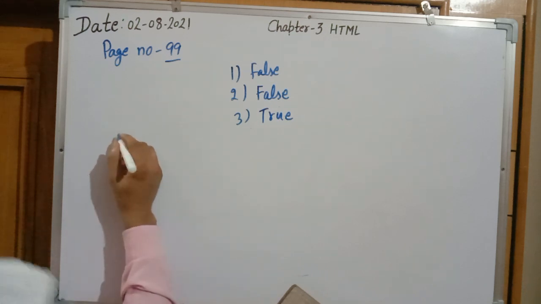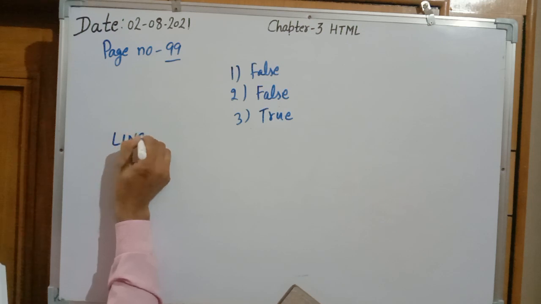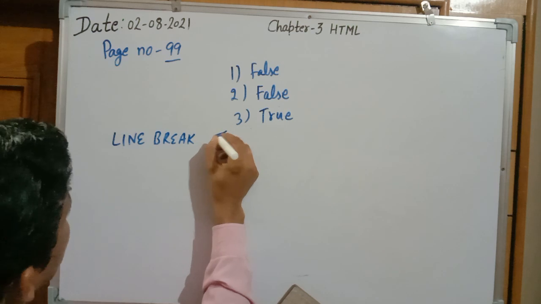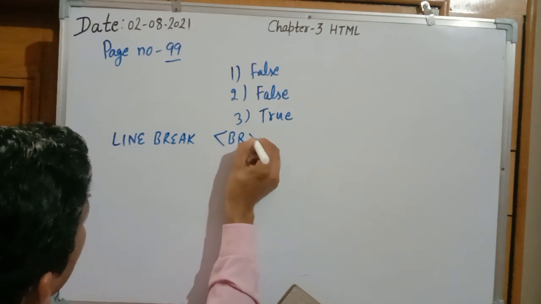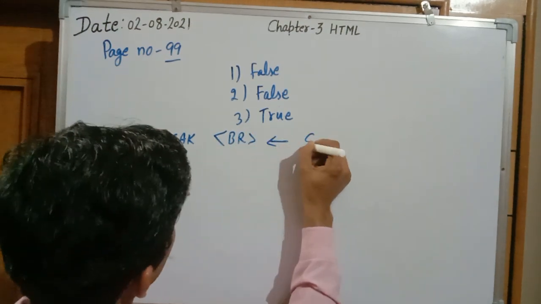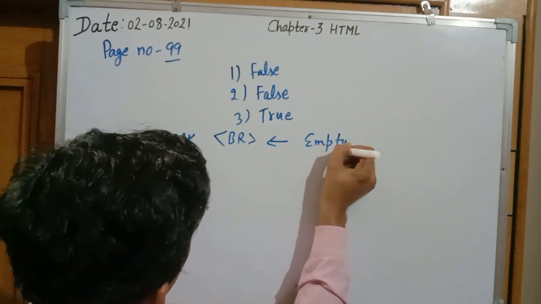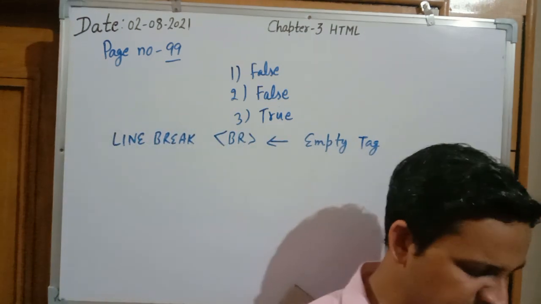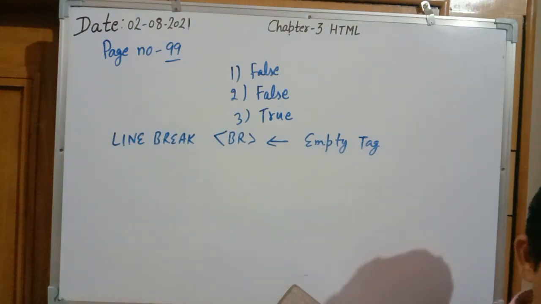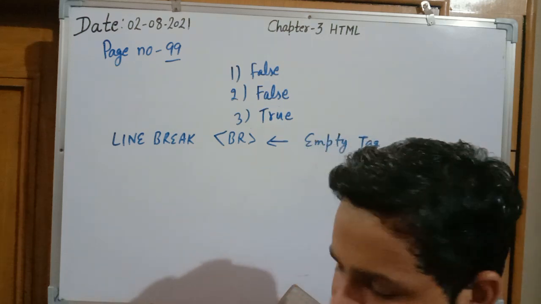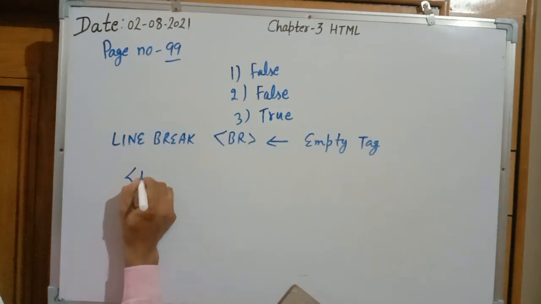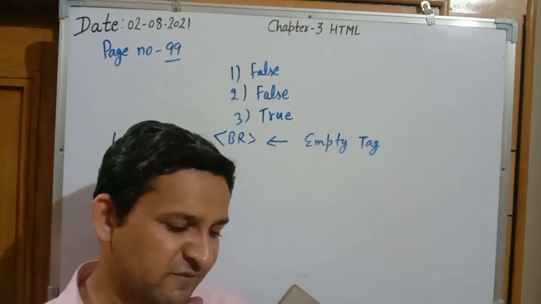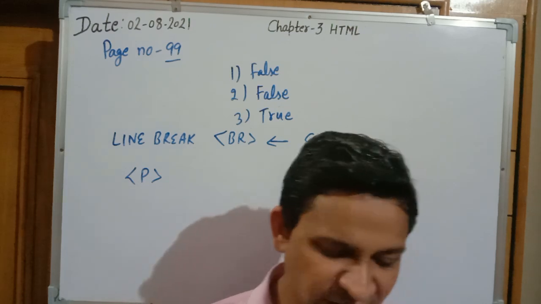Now come to the next part on page number 99, line break. A line break is always used with the BR tag. Which type of tag is it? It is an empty tag that will never be closed. If you look at page number 95, see program number 5. Within the paragraph, P represents paragraph. In the paragraph, the line "Palvi is my name" is written, afterward BR is given. It means after Palvi, it will go to the next line.